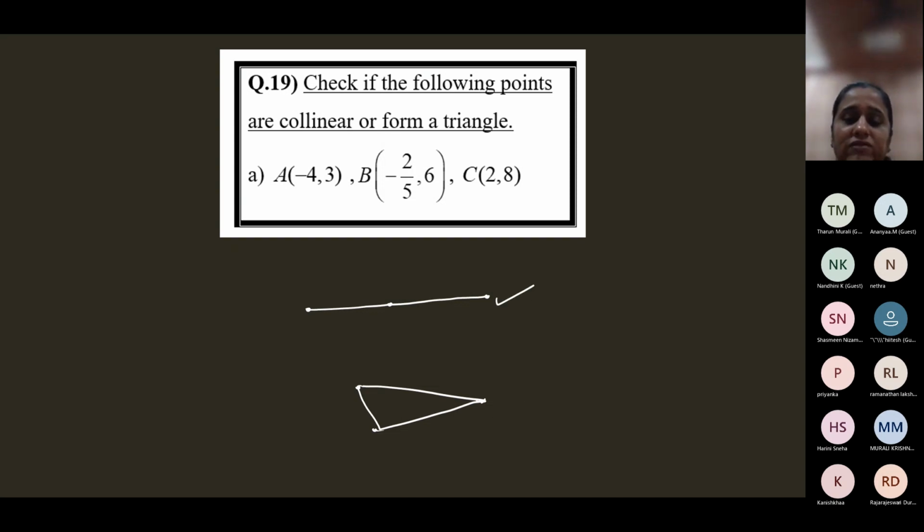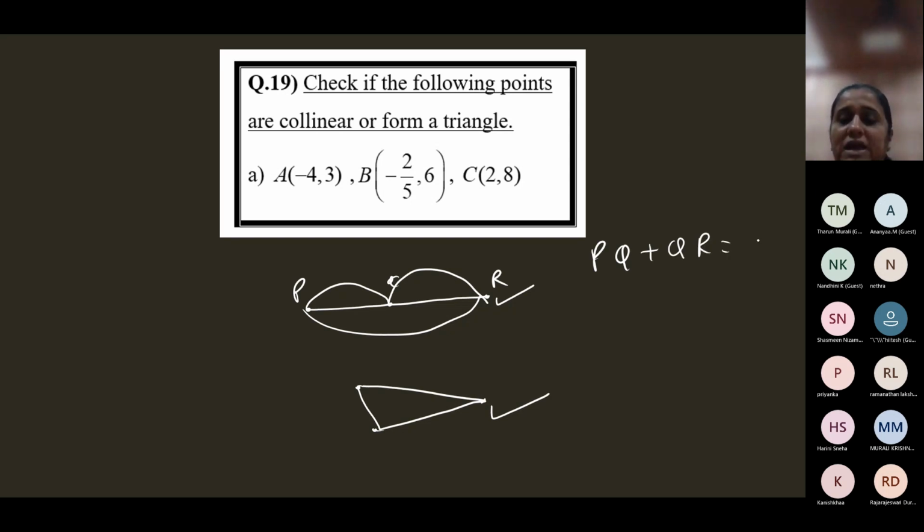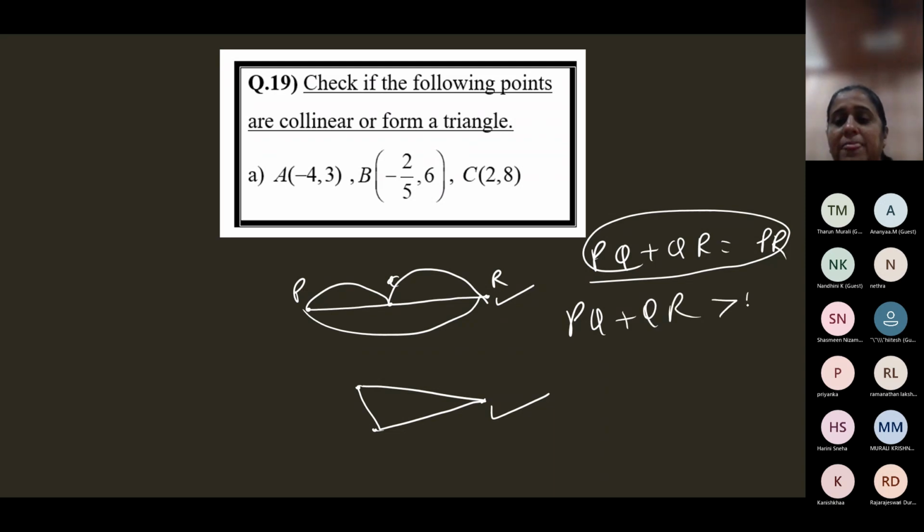Either the 3 points are collinear, or if they are not collinear, they will form a triangle. If you call the points P, Q, and R, then PQ plus QR should be equal to PR if the points are collinear. If the points are not collinear, this will not be true. PQ plus QR will be greater than PR, because when the 3 points form a triangle, the sum of any 2 sides will be greater than the third side.